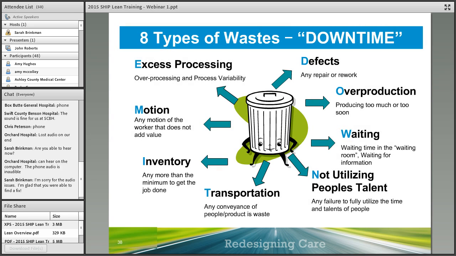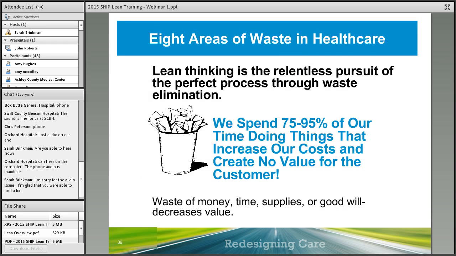There are 8 types of waste. A nice little acronym that you can kind of remember, the 8 different kinds of waste is DOWNTIME. And the 8 different kinds of waste are defects, overproduction, waiting, not utilizing people's talents or their skills or their abilities, transportation, inventory, motion, and excess processing. And we'll take a look at each one of those individually here.